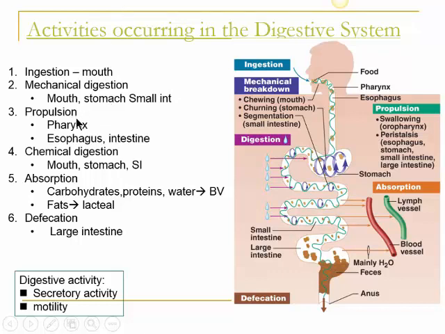Then you have to actually move the food forward, right? So from the mouth, for example, you swallow, so that's how the food goes into the pharynx. From the pharynx, it goes into the esophagus. So this is propulsion from the esophagus, then into the stomach. From the stomach, it will pass into the intestine. So by waves of peristalsis, this goes forward. So you're pushing the food forward. So that's known as propulsion.